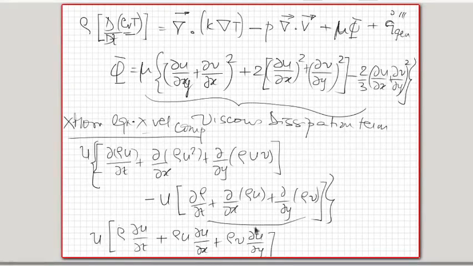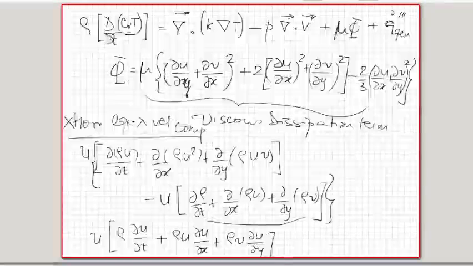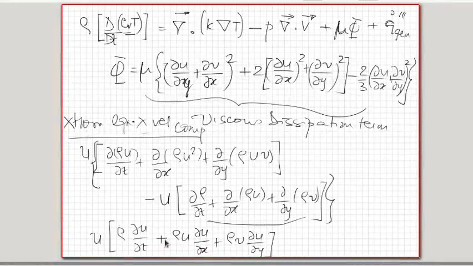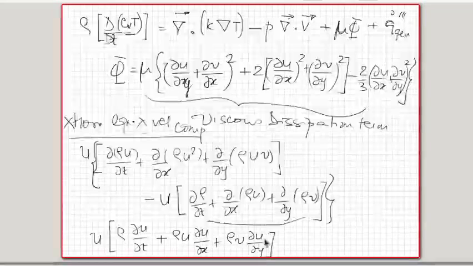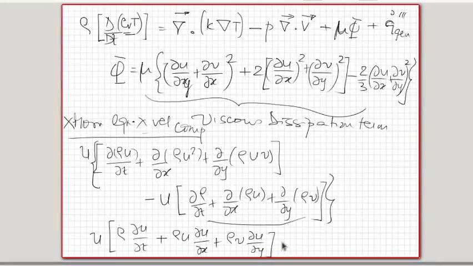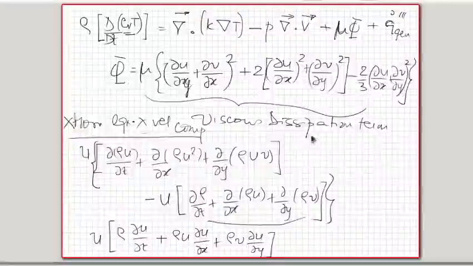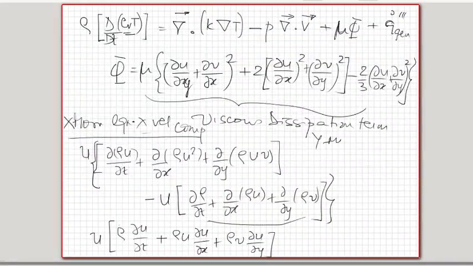Okay, now multiplying by u, I get rho u del u by del t plus rho u square del u by del x plus rho u v del u by del y. So this is the left hand side of the first equation, that is x momentum multiplied by x velocity component. In the same way, if I do the y momentum multiplied by y velocity component, and add the two together.